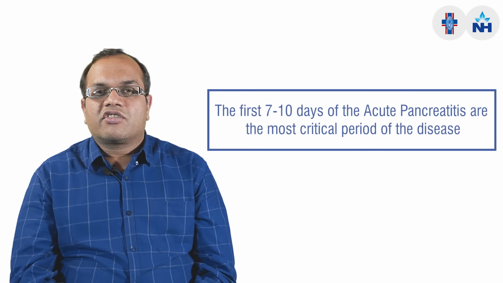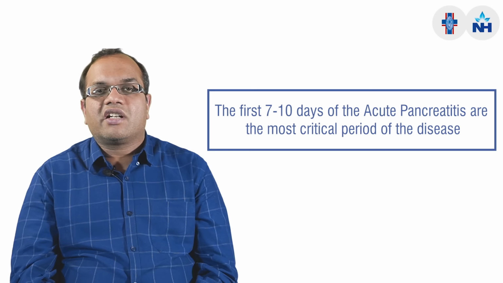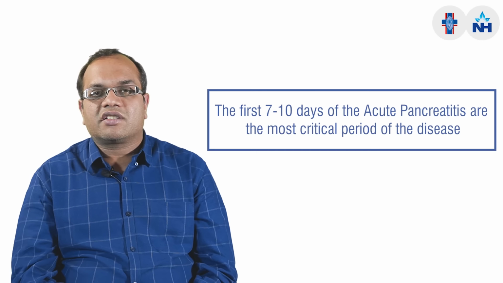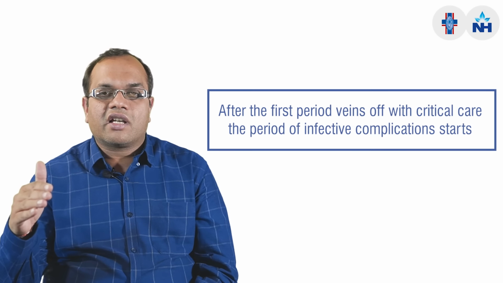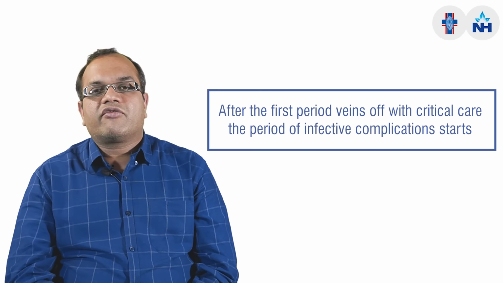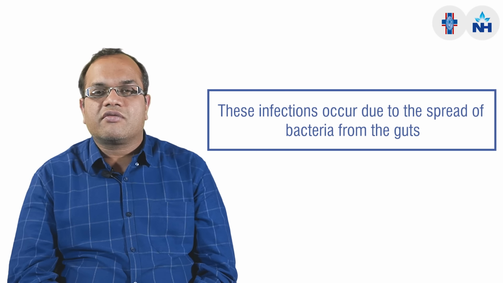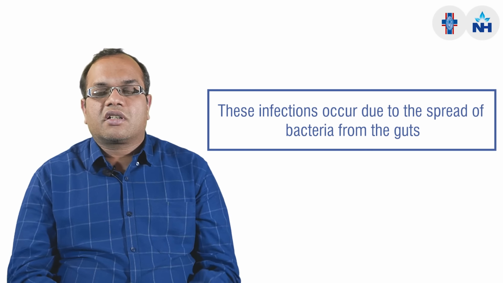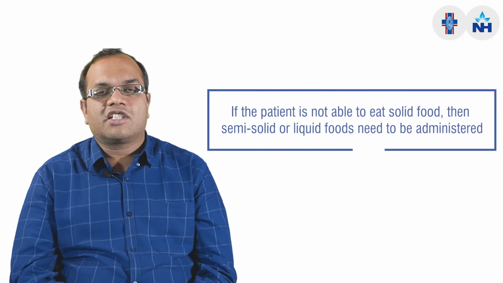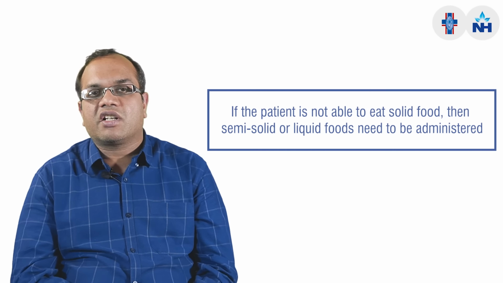Usually the first 7 days or the first 10 days of acute pancreatitis are the most critical period. When this period wanes off with good critical care, the period of infective complications usually occurs. This infection occurs because of bacterial translocation from the gut to the collected fluid. So we have to take a good amount of fluid, and a good amount of feeding by mouth as much as possible. If we are able to tolerate solids, then it is the best. If not solids, then semi-solids. If not semi-solids, we have to take liquids.